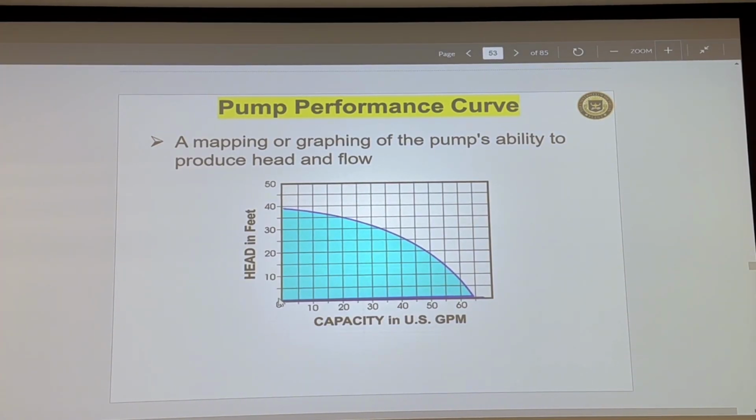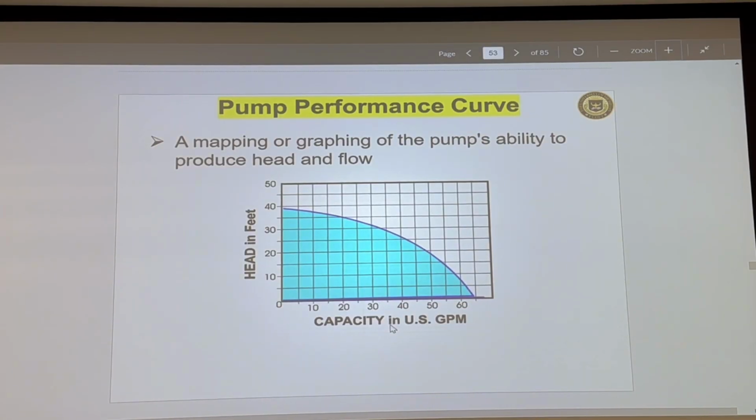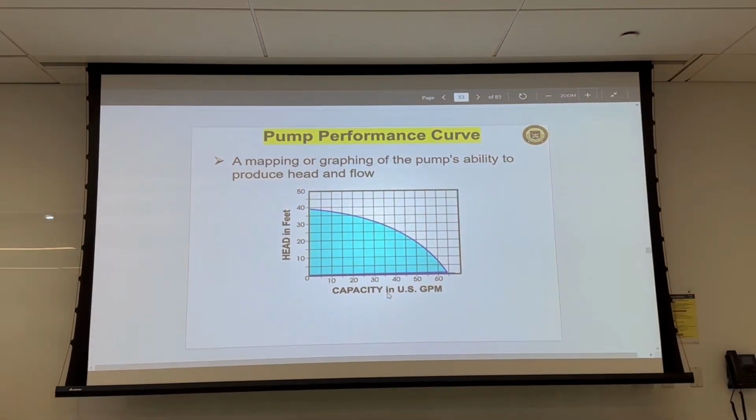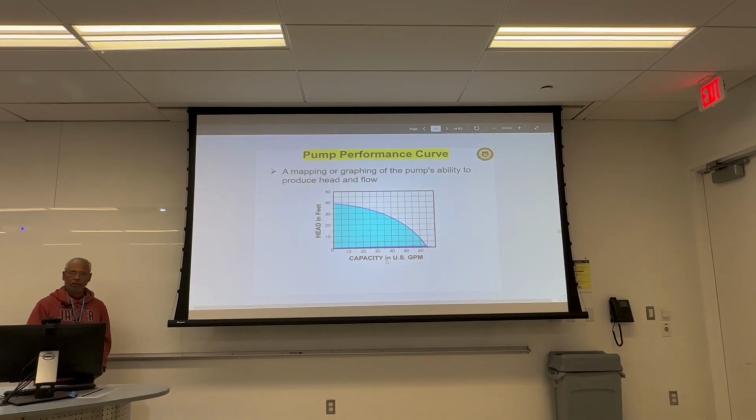See the relationship? When you read the graph, what you should know is if I have zero head, my flow would be the max. And if I have zero flow, my head will be the max. So this is how pumps, generally centrifugal pumps, behave. This is a basic fundamental thing one has to understand, what is called the performance of the pump. When you collect the data, you'll see the performance.